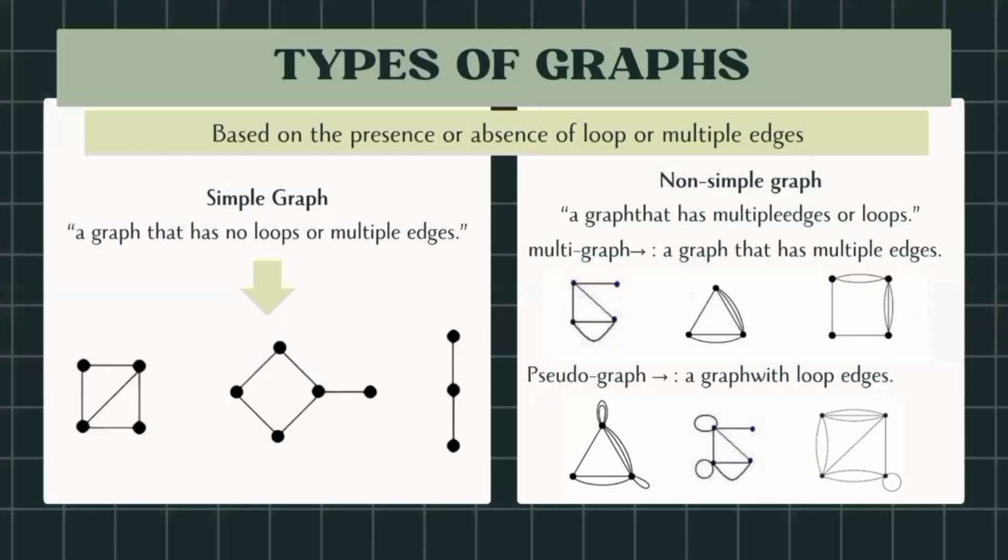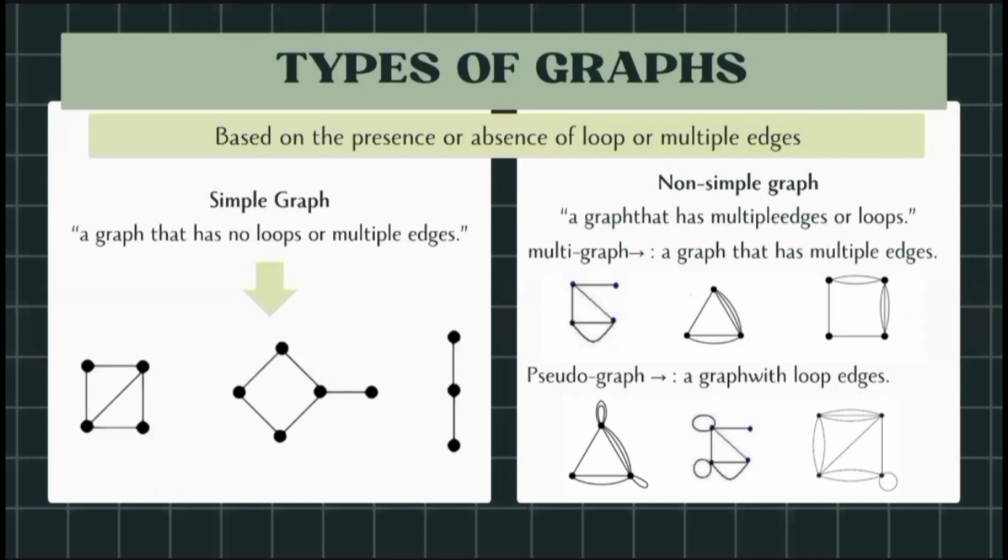Types of graphs. Graphs are divided into 2 types. The first is based on the presence or absence of multiple edges or loops. What is meant by multiple edges and loops? Two or more paths connecting the same pair of vertices are called multiple edges, whereas a path connecting a vertex to itself is called a loop.